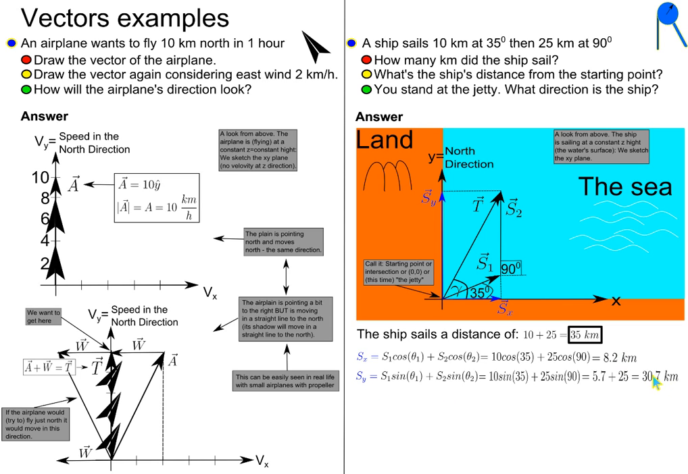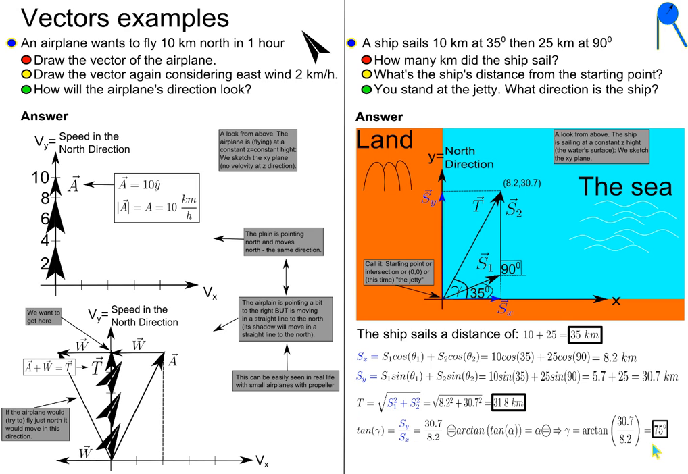Now we know what the new position of the ship is: 8.2, 30.7 in kilometer units. To find the distance, we use the Pythagorean theorem. And to find the angle, we use trigonometry. So if you are at a jetty, you need to turn your fingers 75 degrees, and then you know that 31.8 kilometers in this direction is the ship.